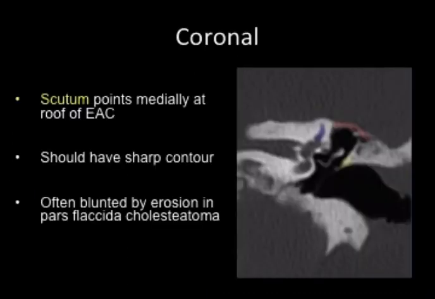The scutum, again, is a coronal structure. It's here. It should have a very sharp contour. And if it's eroded, this is where I mentioned the pars flaccida cholesteatoma. It starts most commonly here.